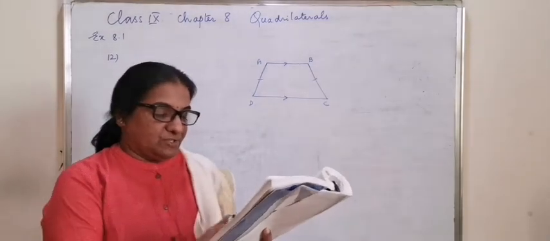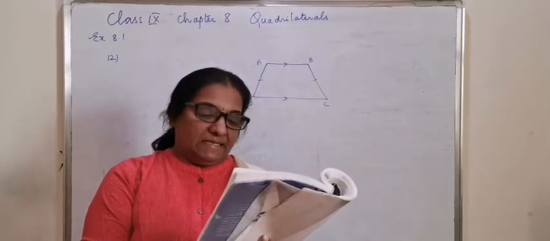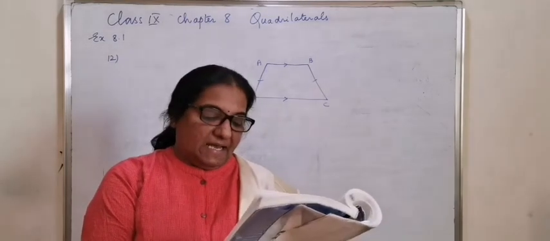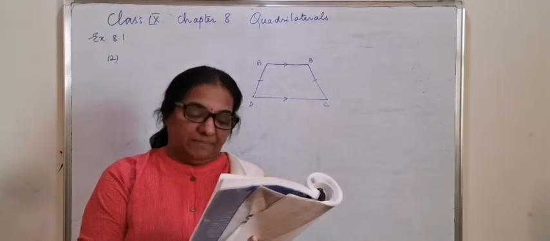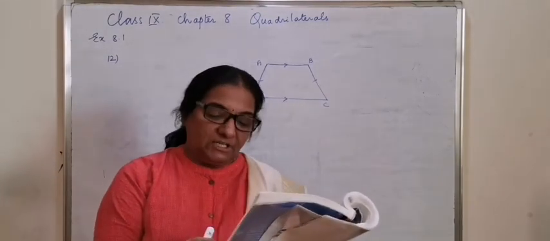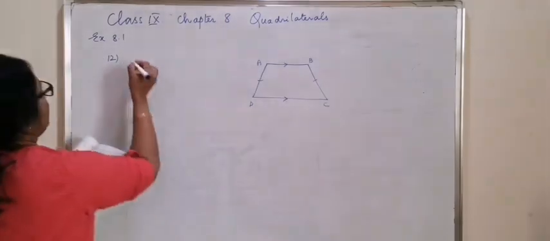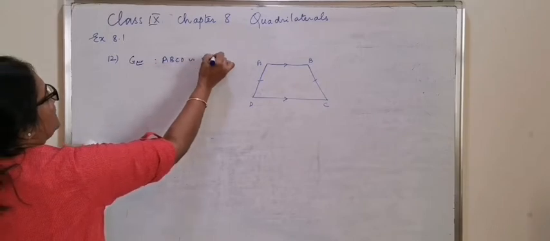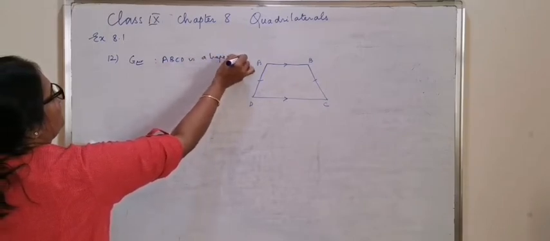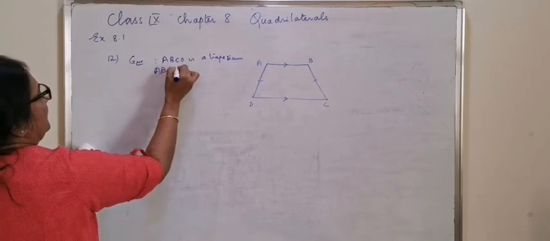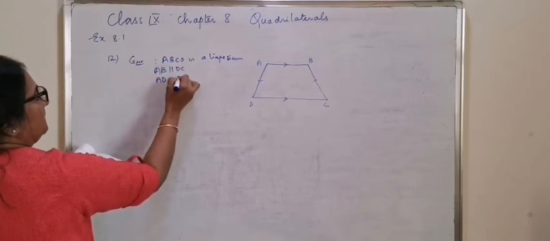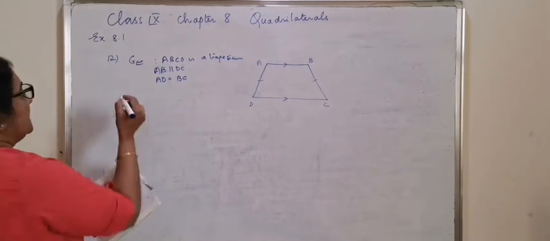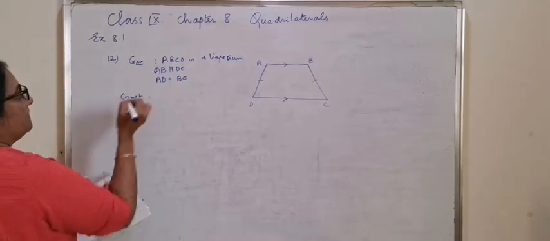Show that first one, angle A is equal to angle B, angle C is equal to angle D, triangle ABC congruent to triangle BAD, and diagonal AC is equal to diagonal BD. For proving it, we need to do a construction. The given: ABCD is a trapezium in which AB parallel to CD and the other pair AD and BC are equal. And to prove, there are 4 parts. Let's start with the construction.